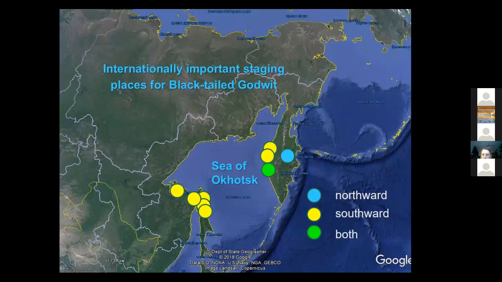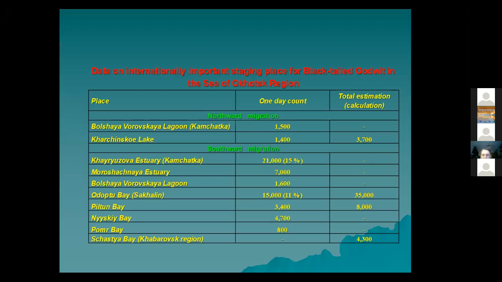This map is for internationally important sites for black-tailed godwit. For Kamchatka it is a common breeding species. And just for breeding places, we have no evidence of a decrease in the number of this species in Kamchatka. This is just for example, the table for this species.